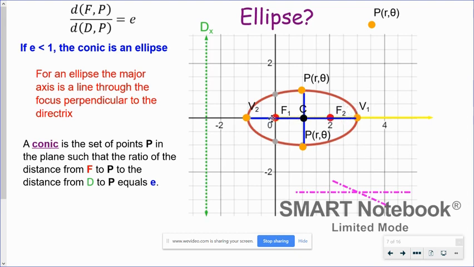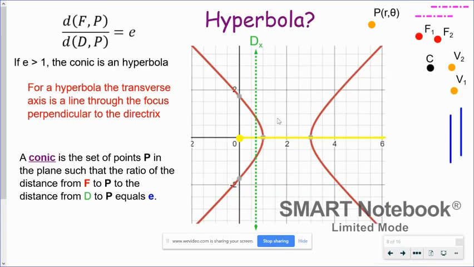The center is the midpoint of the segment that connects the foci. The center is the midpoint of the segment that connects the vertices, and the center is the midpoint of the segment that connects the minor axis endpoints. Interesting, and we're going to take a much more numerical approach to the ellipse in probably the next lecture. So lastly, how about the hyperbola?